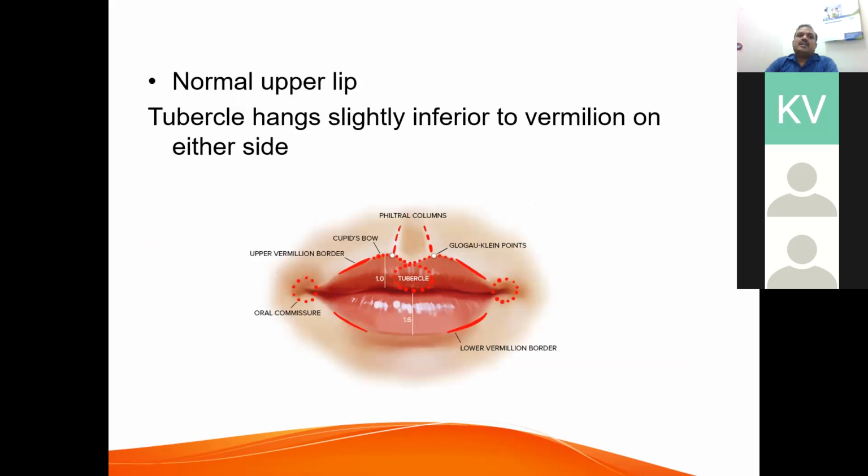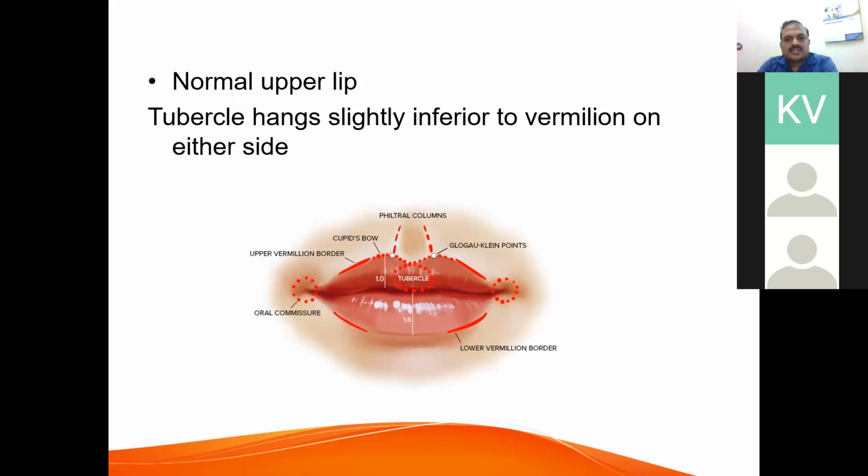A normal upper lip will have a tubercle slightly inferior to the vermilion on either side. So the vermilion on either side is slightly superior compared to the tubercle in the middle. That will be the ideal lip ratio.